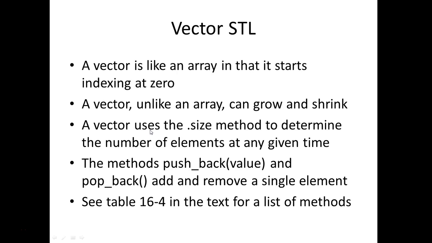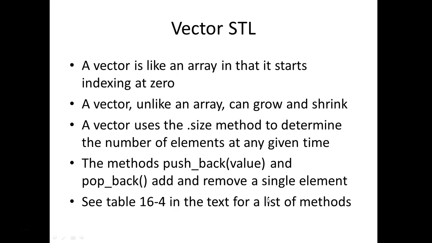A vector is like an array in that it starts indexing at 0. It's unlike an array in that it can grow and shrink. And it uses a size method, or it might be a size instance field, to determine the number of elements at any given time. The methods push_back, including a value, and pop_back are used to add and remove a single element. All of the methods are listed in table 16-4 in your textbook.